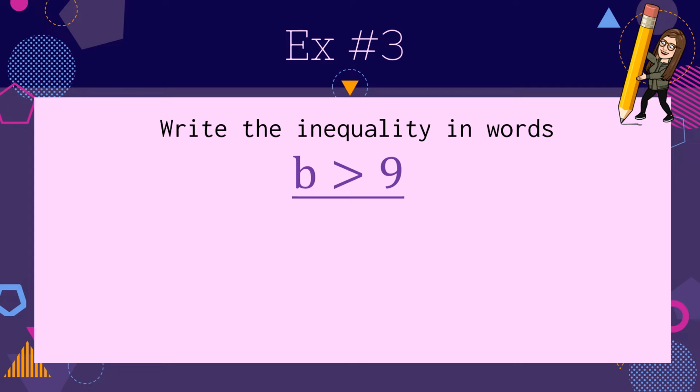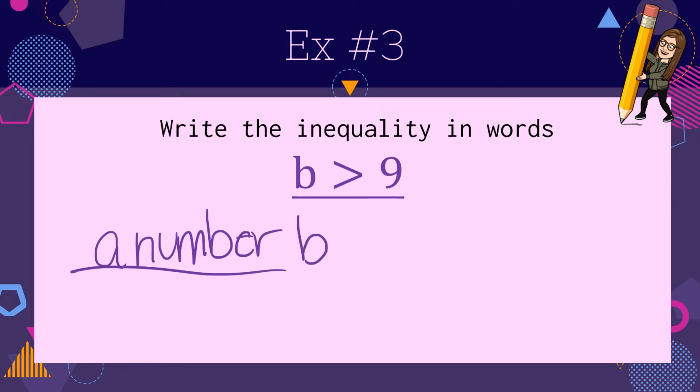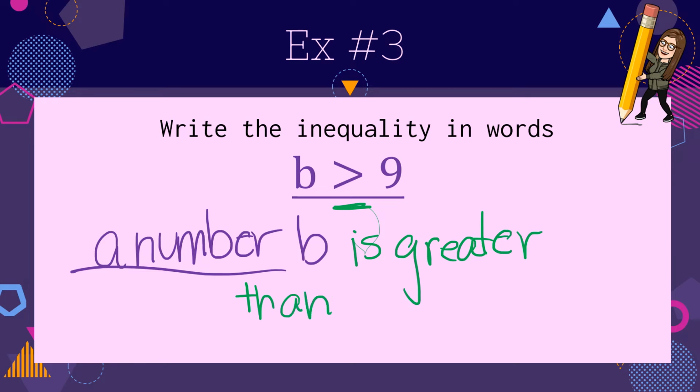Now let's change the idea. Given the letters, numbers, and symbols, let's write a sentence. So I see a variable b first. So a number b. Remember how we wrote that in front of our variables at the beginning of the year? We're just saying what is b? It's representing a number. A number b is greater than, we have to read that symbol correctly, is greater than what? 9. Now you can write 9 as a digit or as a word.